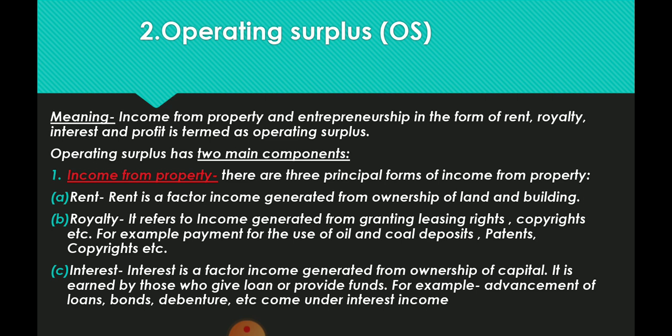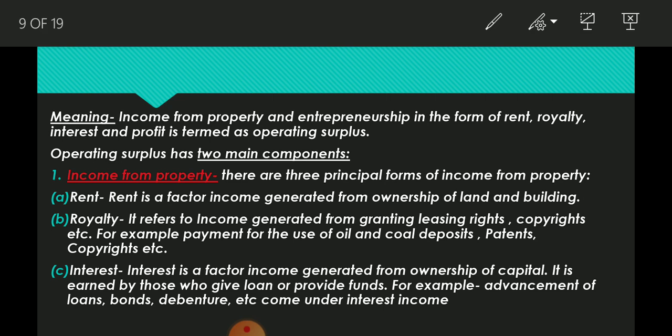Now there are two main components of operating surplus. First is income from property. From income from property, a person will get rent, royalty, and interest. Who gets rent? The owner of land. If you have a house and you give it on rent, obviously you are going to get some money from whoever uses it. This is known as rent.